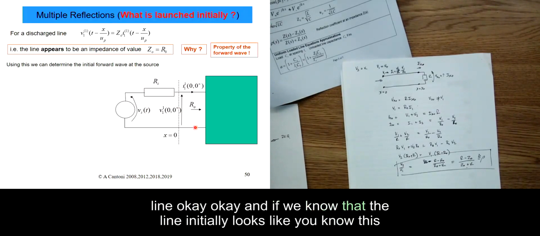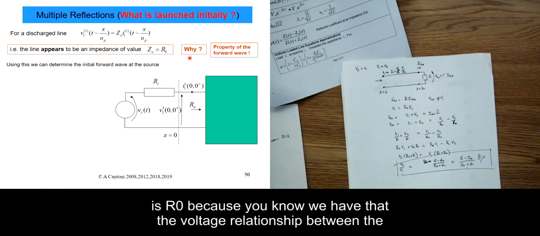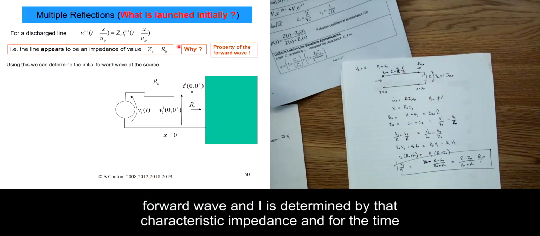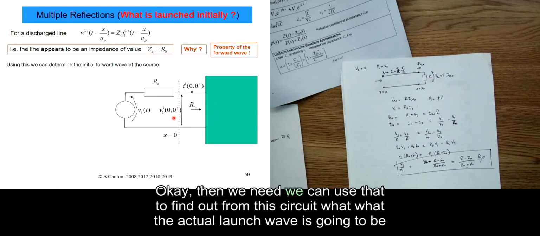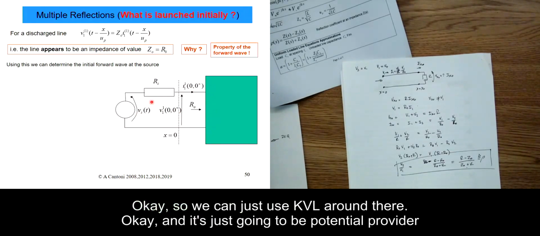Okay, and if we know that the line initially looks like R naught, of course we have that the voltage relationship between the forward wave and I is determined by that characteristic impedance, and for the time that it takes for it to go down the line and come back, it doesn't see anything else. Okay, then we can use that to find out from this circuit what the actual launch wave is going to be. So we can just use KVL around there, and it's just going to be a potential divider.